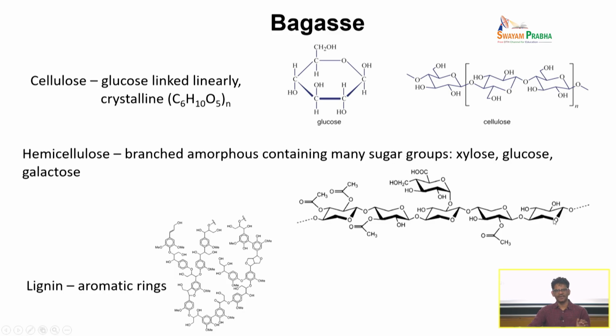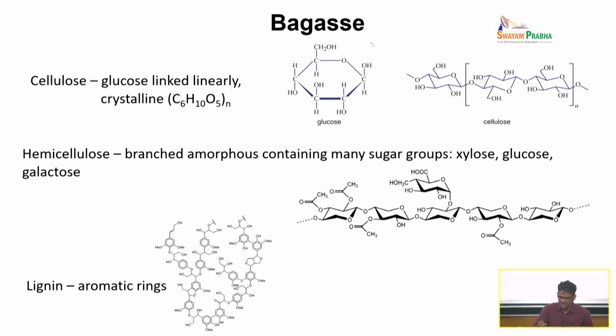But it also contains a rich amount of cellulose, hemicellulose, and lignin, and we can use them for making polymers out of it. Okay, so I just want to give a little bit of chemical detail of what we mean by cellulose, hemicellulose, and lignin. If you think about cellulose, it's basically a glucose molecule.